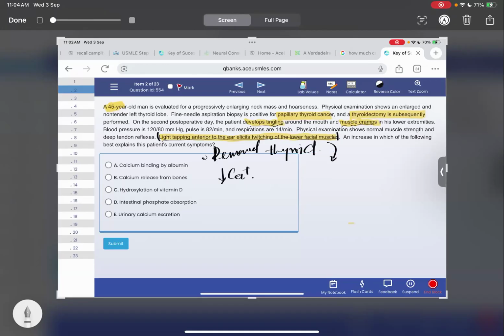Tapping on the ear, tapping on the interior of the ear, or we can say tapping on the facial muscles. The facial muscles twitch. We call this Chvostek sign, right? And what is Trousseau sign?